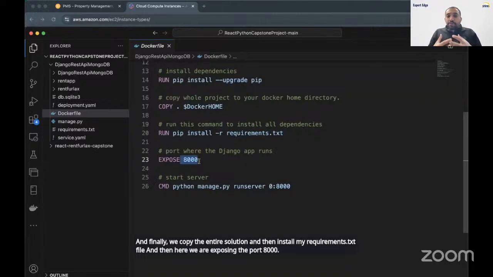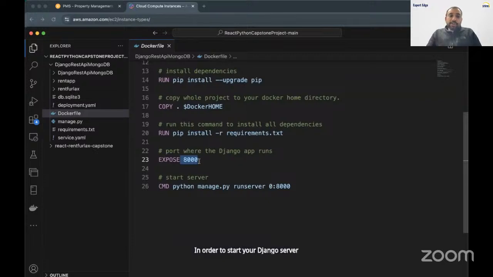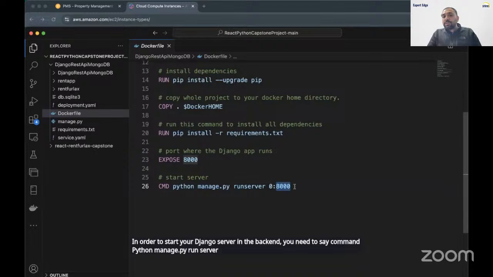In order to start your Django server in the backend, you need to say command python manage.py runserver and here on the port 8000, right? So 0:8000 typically means on the localhost we are trying to run the file.